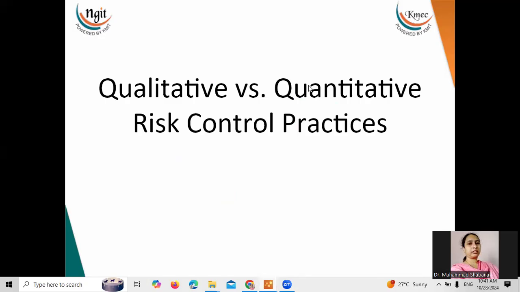Today, I will be presenting on a crucial aspect of information security management, the comparison between qualitative versus quantitative risk control practices. We will explore both the methods and their importance in managing risks effectively.